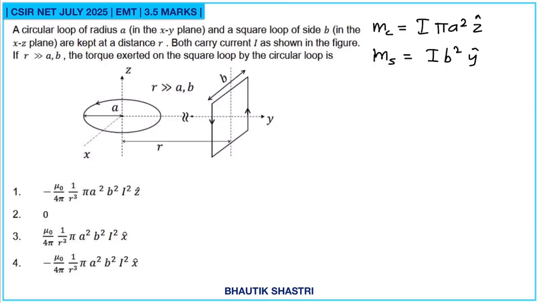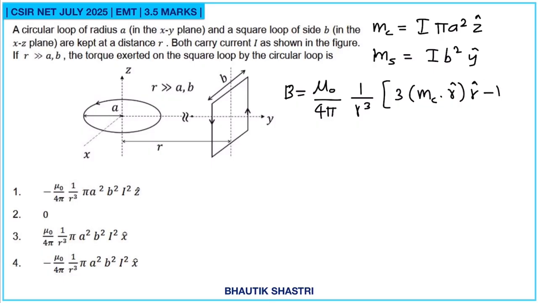Now the magnetic field B due to magnetic dipole moment mc at a point on the y-axis at a distance r can be written as B is equal to mu naught upon 4 pi, 1 by r cube, then we have 3 (mc dot r cap) minus mc, where r cap is equal to y cap. We want to find out at this point.